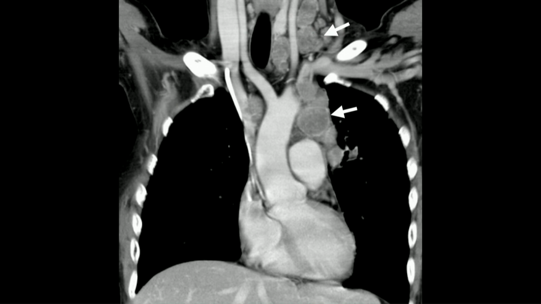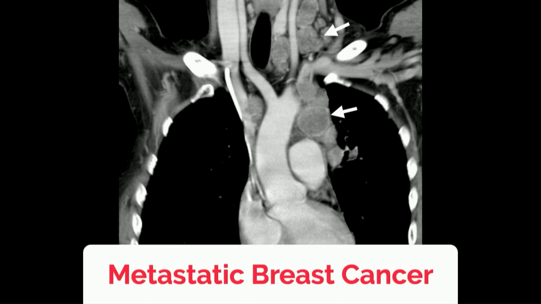And here's another one just on CT showing the AP window with a large centrally necrotic lesion. This turned out to be a case of metastatic breast cancer, but I like this case because it really highlights the anatomy of the AP region.